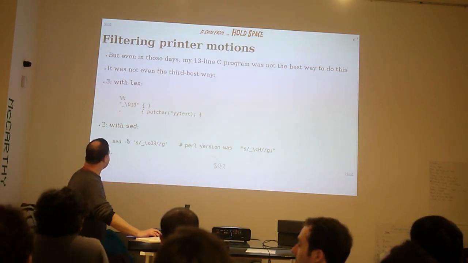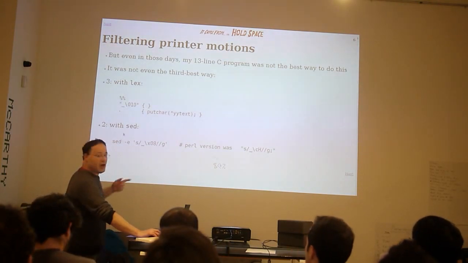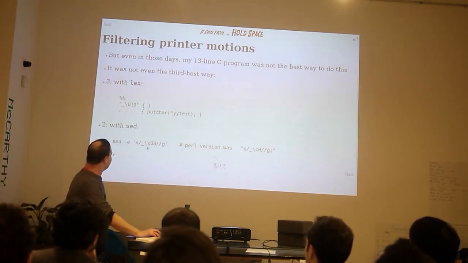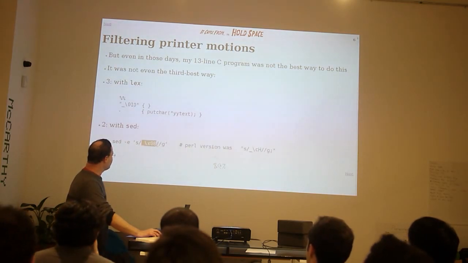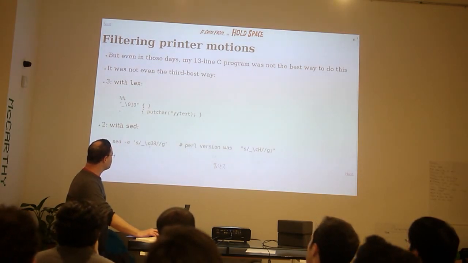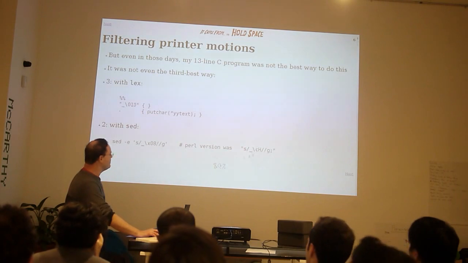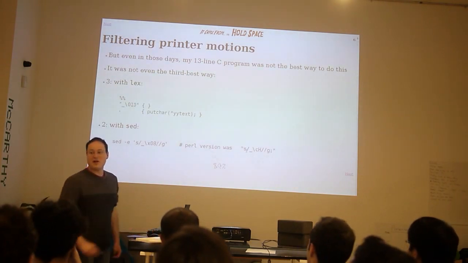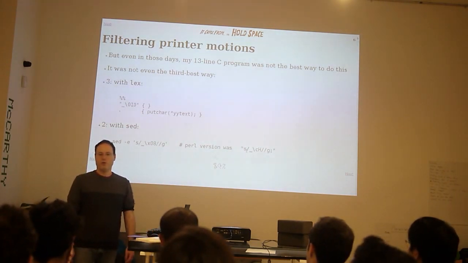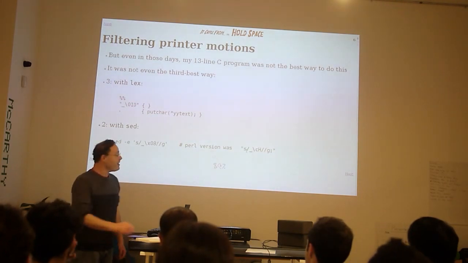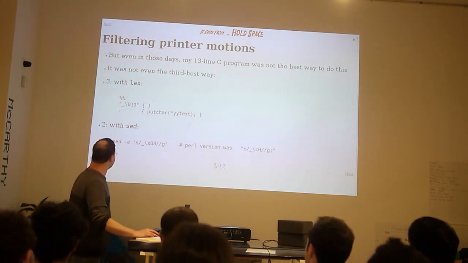Next best way is with sed. Sed reads lines in a loop, and then it does a substitution, just like a Perl substitution, throwing away all the underscore control H's. This is not a coincidence because Larry Wall was pitching Perl at people who already knew sed and wanted them to accept it, and that worked okay. So you could use sed, but I didn't know sed then.